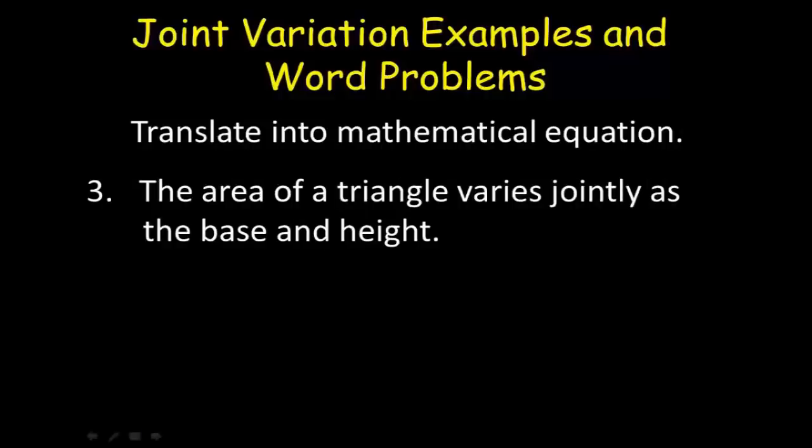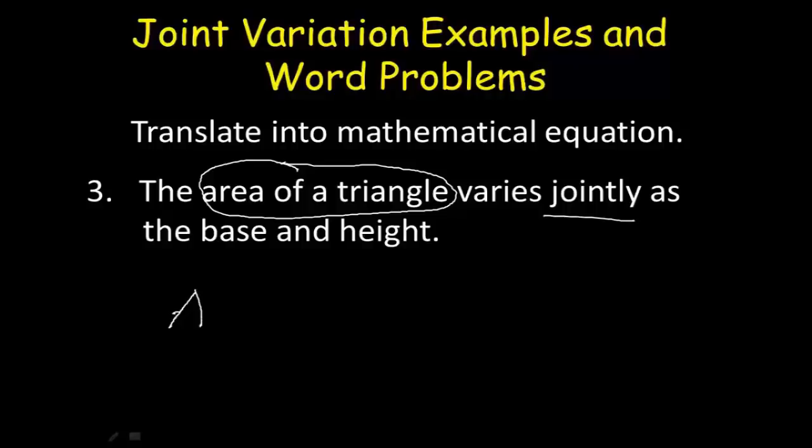Problem number 3. The area of a triangle varies jointly as the base and height. So the area of a triangle varies jointly. It is the one variable that varies jointly with the two variables. So we are going to write on the left side the area that is represented by A.